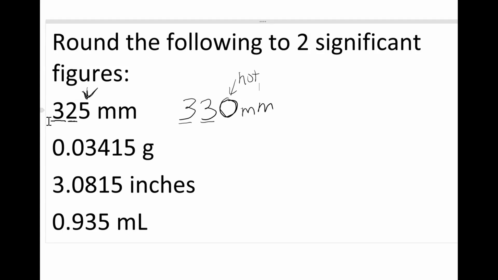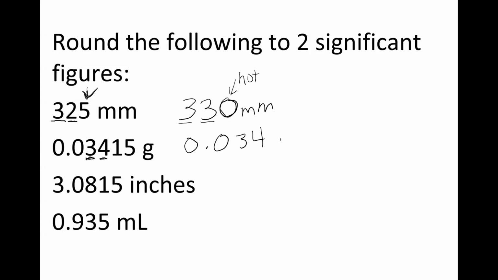Okay. We're going to do the same thing on the second one. We need to identify our first 2 significant figures. These zeros are placeholders, so not significant. Our 3 here is significant, and our 4 here is significant. The next digit is 1, so that's less than 5, so we are going to round down. We're going to keep this as 0.034 grams.